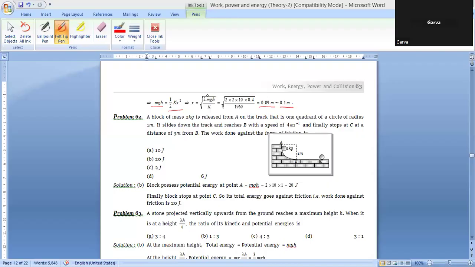So this is the mechanical power. Now the dimensional formula: the dimensional formula of F is M1 L1 T^-2, and of v is L1 T^-1. Then the dimensional formula of power is M1 L2 T^-3. Its unit is joule per second or watt.